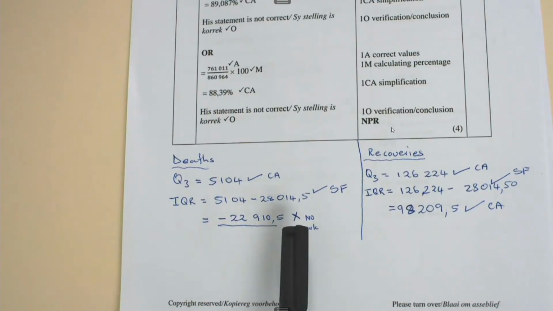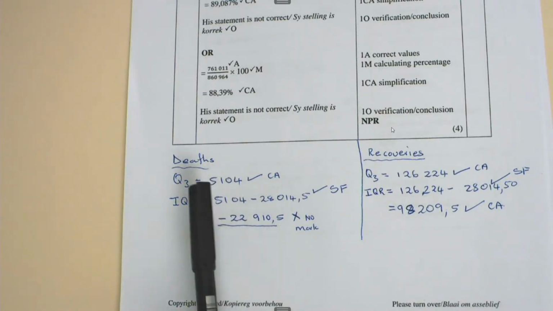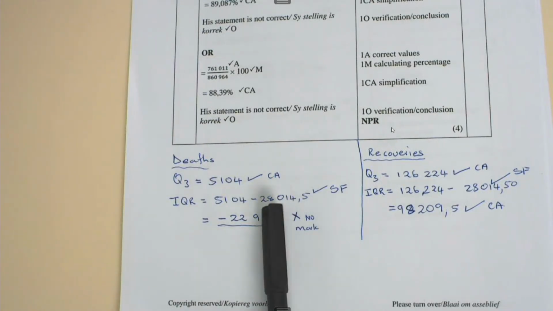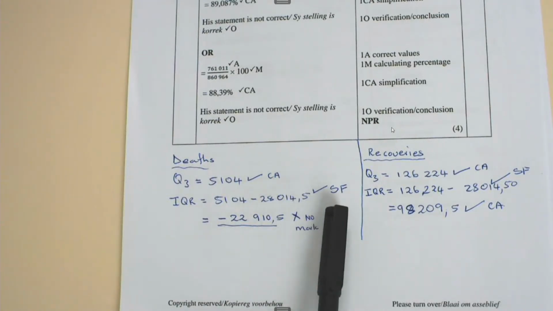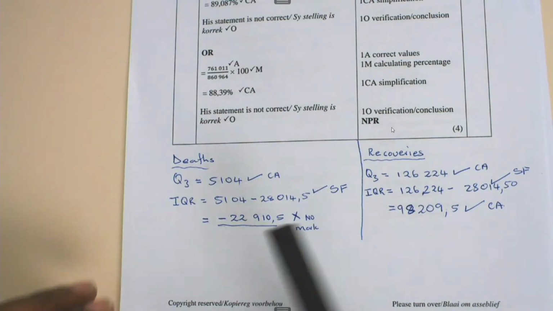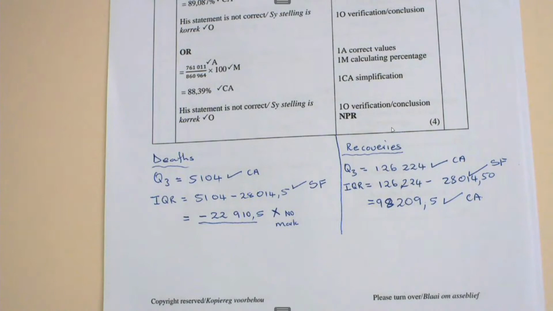A mark will go for CA for calculating the Q3 using the death data, and then for substituting into Q3 minus Q1, substituting into the formula, 1 mark, and then you don't give a mark for a negative answer. Then still in question 3, we have that one, Q3.